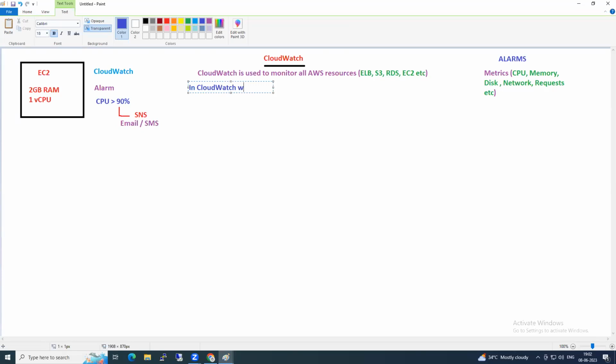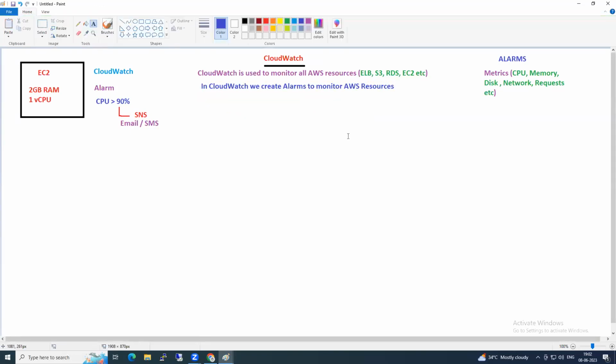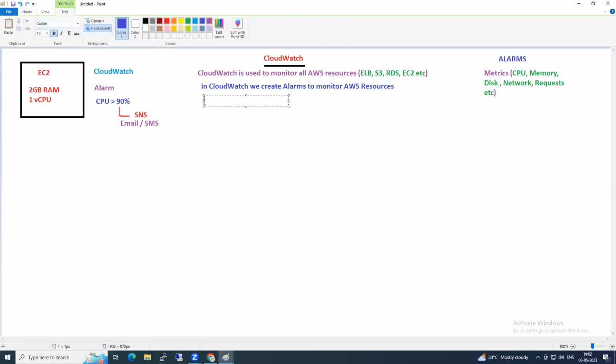So in CloudWatch, we create alarms to monitor AWS resources. Do you create alarms only for EC2 instances? No, you can create alarms for all AWS resources. So can I say CloudWatch is used to monitor the performance of the AWS resources? Yes, CloudWatch monitors the performance.